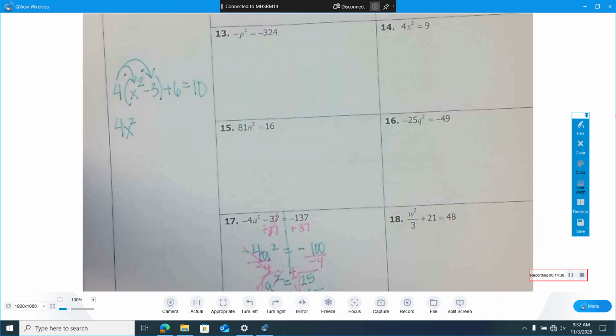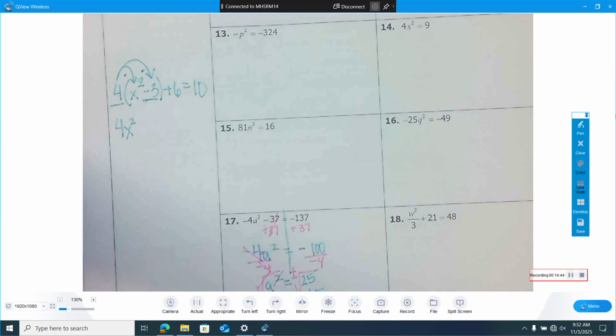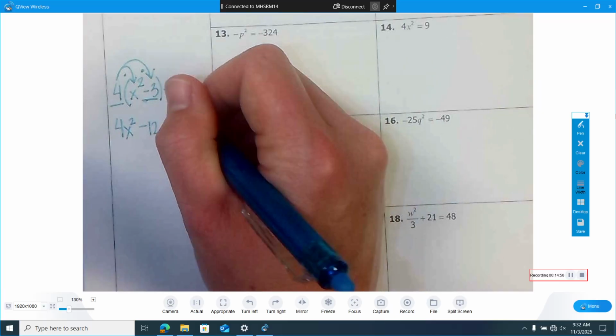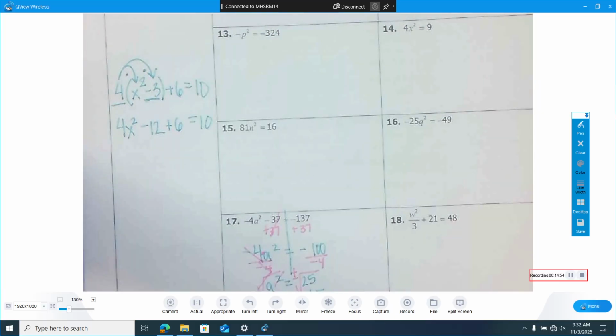So nice. They just stick together. Very easy. Okay. And then we want to do 4 times negative 3. What is 4 times negative 3? Negative 12. And then I have this positive 6 equals 10. I'm just going to bring everything along for the ride here. What do you suppose we should do now?